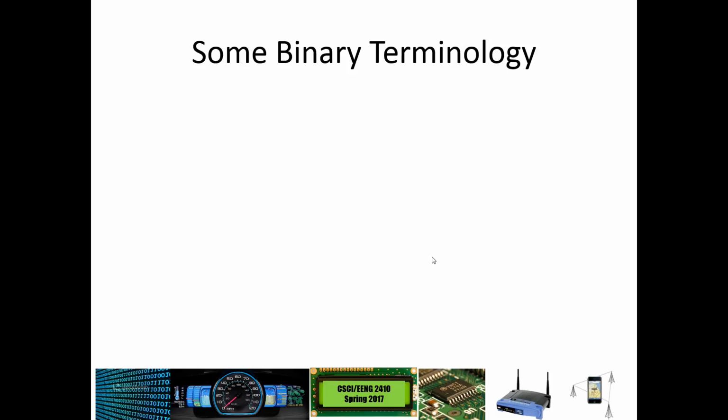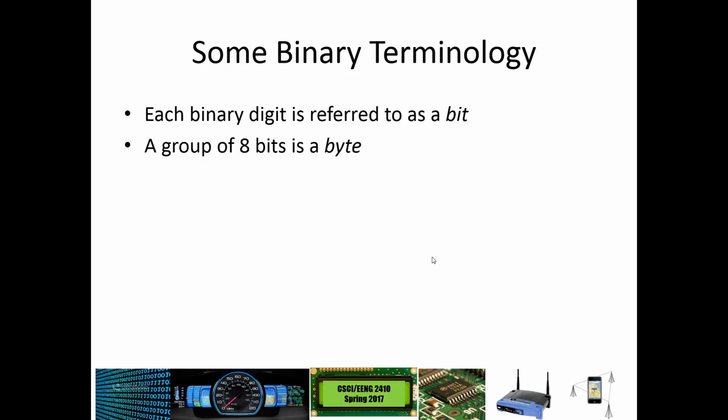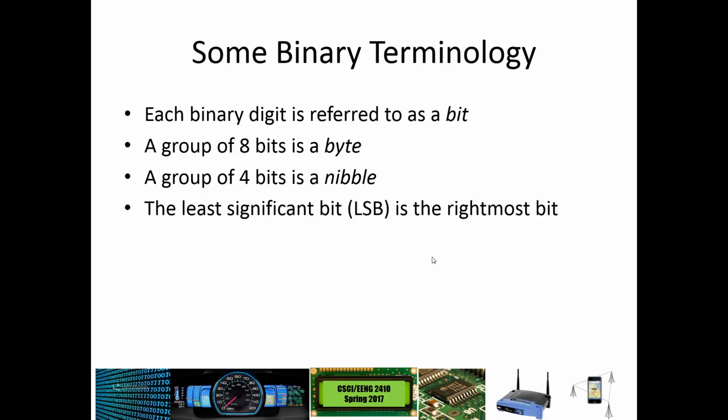So some terminology that's used in binary. Every binary digit is referred to as a bit. And if you group together 8 bits, that's a byte. If you group together 4 bits, that's a nibble. I think whoever came up with this nomenclature must have been in need of a snack. Must have been around lunchtime when they came up with this idea.